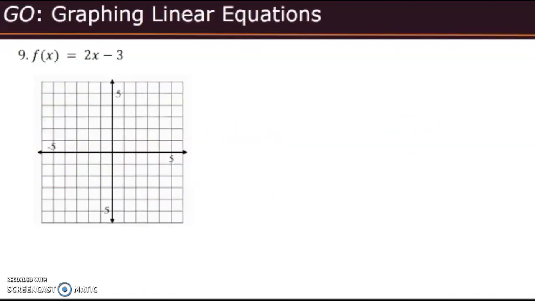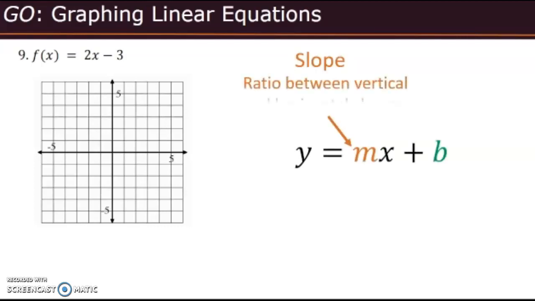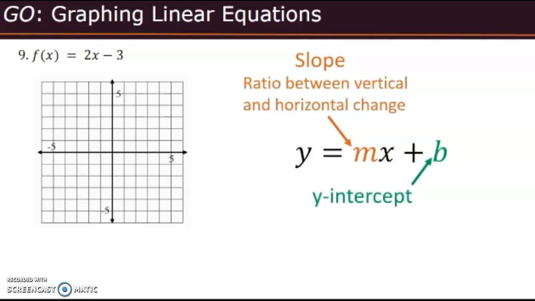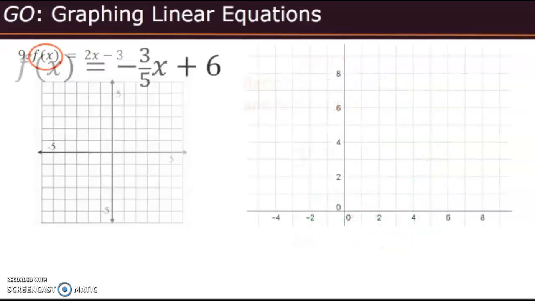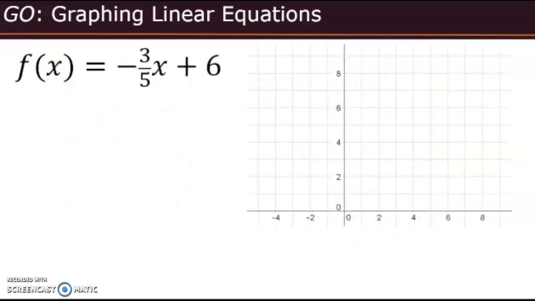You studied graphing linear equations in Math 8. Recall that lines can always be described with an equation of the form y equals mx plus b, where m is the slope, or the ratio between the vertical and horizontal change, and b is the y-intercept, or the point where the line crosses the y-axis. This relationship remains the same, even when written in function notation. Let's do an example.